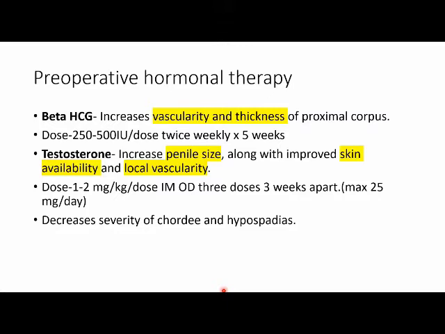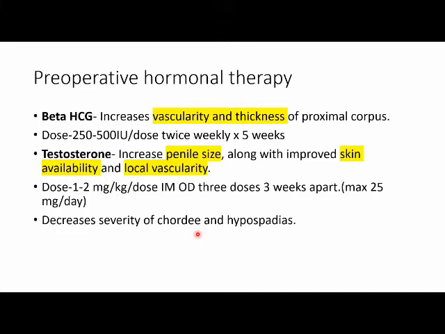Beta-HCG has been found to increase the vascularity and thickness of the proximal corpus, and the dosage for beta-HCG is 250 to 500 international units per dose, given twice weekly for 5 weeks. Another preoperative hormone stimulation agent is testosterone, which is available as an IM injection and also as a topical depot application.